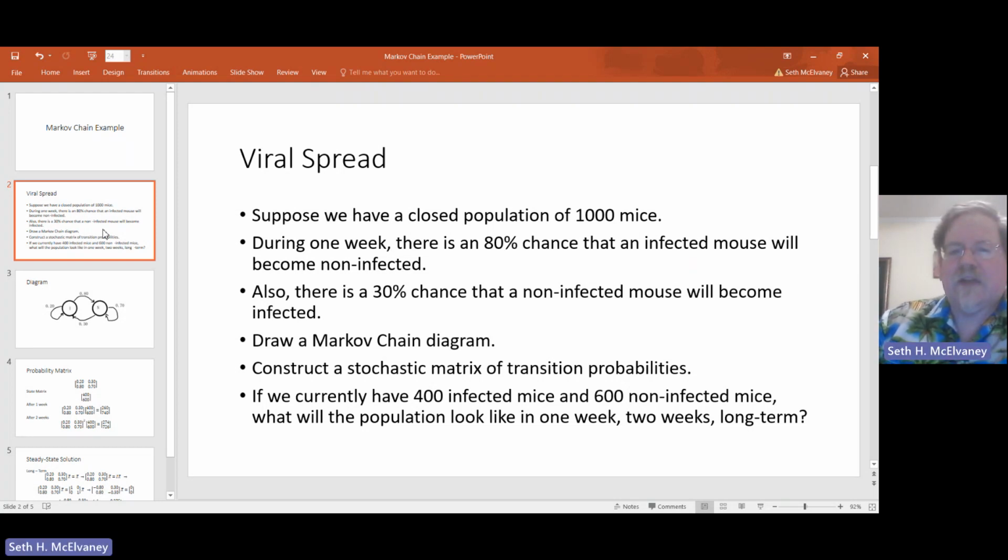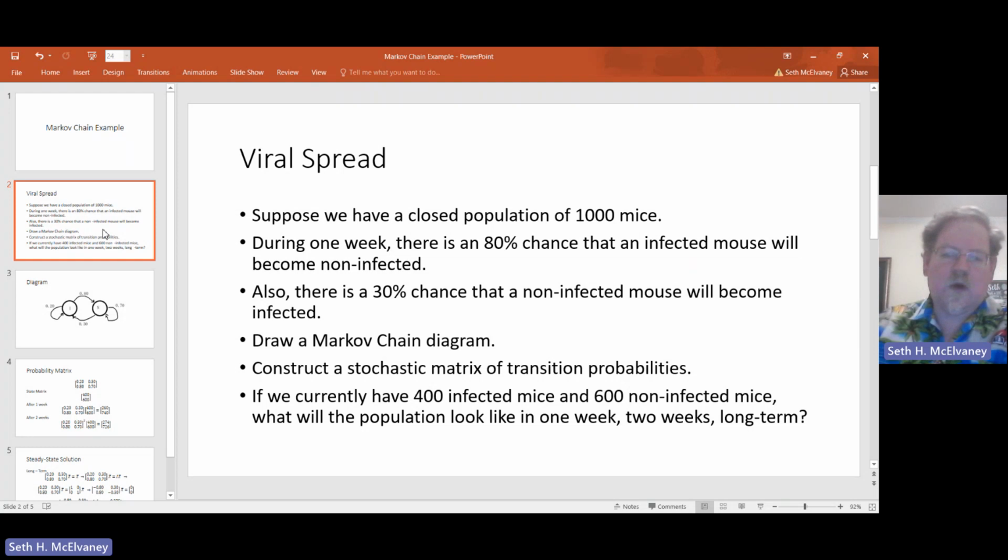Okay. And so during 1 week, there's an 80% chance that an infected mouse will become non-infected. And of course, that means that there's a 20% chance that an infected mouse will stay infected. And then there's a 30% chance that a non-infected mouse will become infected. Likewise, that means that there's a 70% chance that a non-infected mouse will stay non-infected.